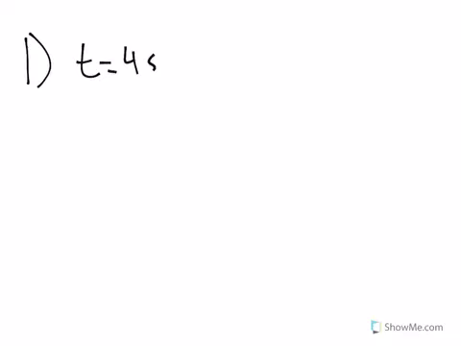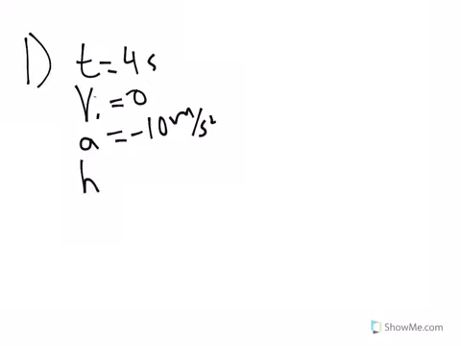Fortunately, we know that this object is in free fall, and it was dropped. So the initial velocity is 0, and the acceleration is negative 10 meters per second squared. Okay? So that is the information we have. We're trying to figure out how tall the building is, so we're looking for the height. But keep in mind the height will be the change in position, right? If it falls, the change in position is going to be the height. So we're looking for x.